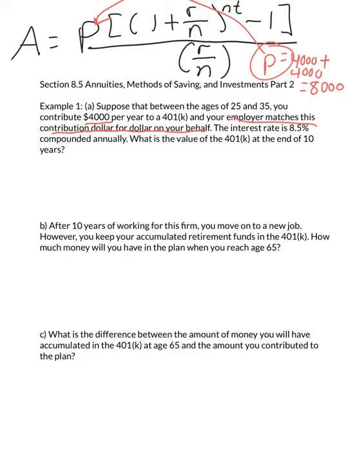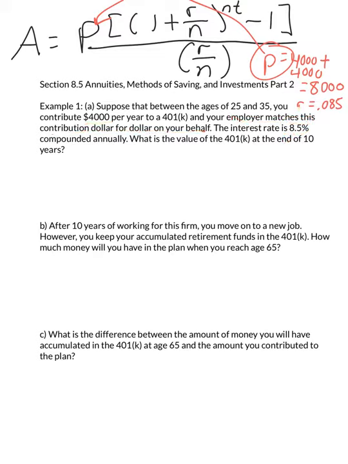R, the interest rate, well, it says 8.5%. We've got to convert it to a pure decimal. That's moving the decimal point 2 hops to the left. So 1, 2, and that becomes 0.085, that we're going to plug into R in a second here. So 0.085 for the interest rate.